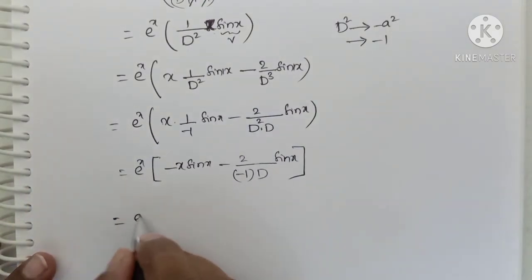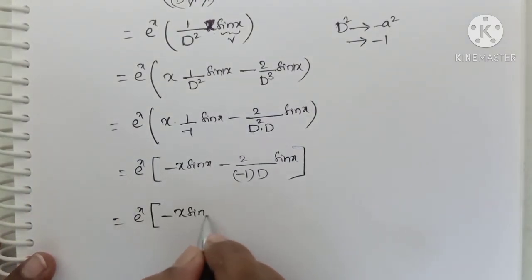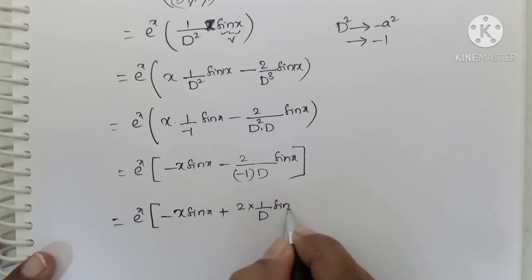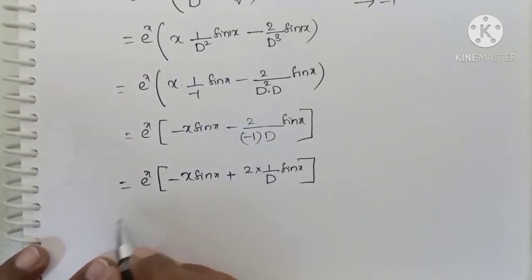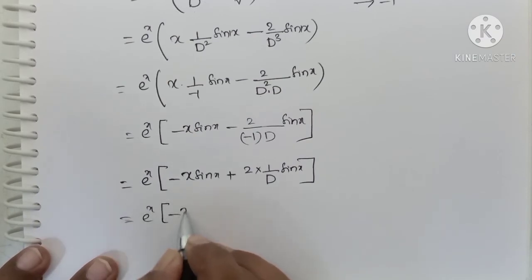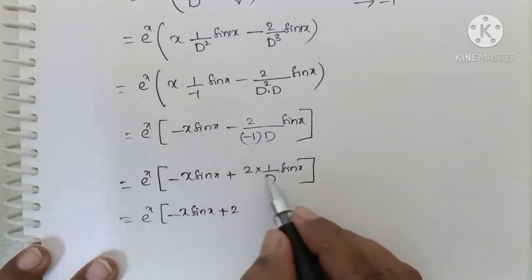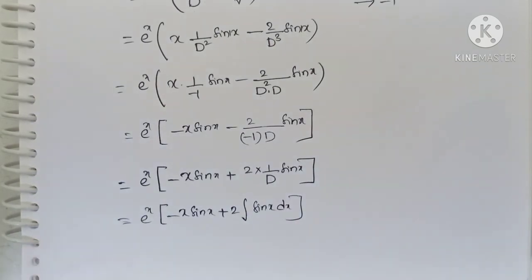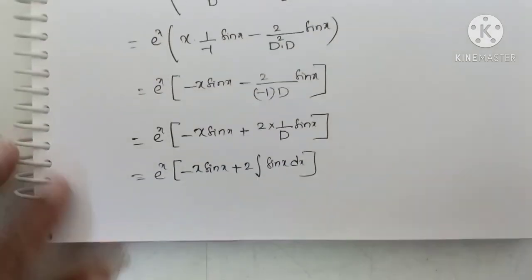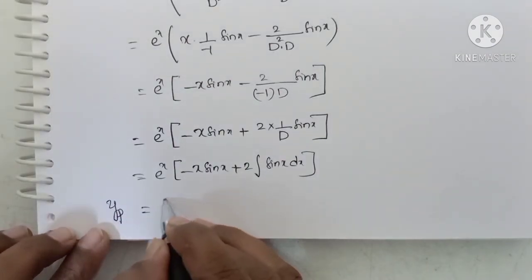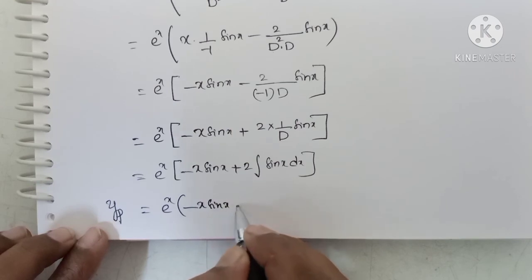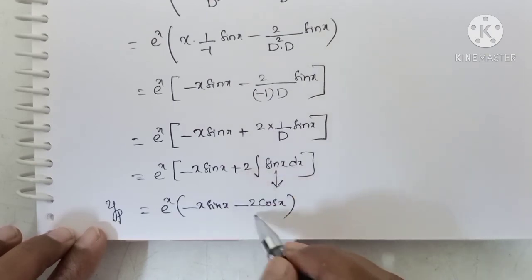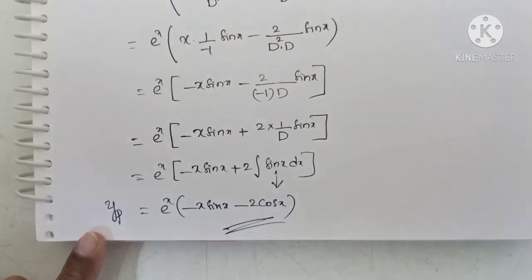So e power x into minus x sin x plus 2 by d, we write 1 by d of sin x. So e power x into minus x sin x plus 2, replace this 1 by d by integral, integrating with respect to x. 1 by d means integrating with respect to x. So this is the yp we are getting now. yp is equal to e power x into minus x sin x minus 2 cos x. Integral of sin x is minus cos x. So minus cos x into plus 2, minus 2 cos x. This is the particular integral.